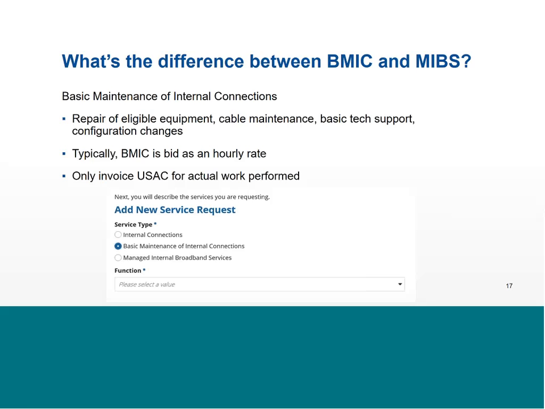That's one thing with basic maintenance: you can only invoice USAC for actual work performed. So it's a little bit confusing, and I don't think that the filing process and these Category 2 budgets are really set up the best way for basic maintenance, but that's how it works. So when you think of basic maintenance, you're thinking of an hourly rate, you're calling a technician, they're coming on site to do basic tech support and configuration kinds of things.